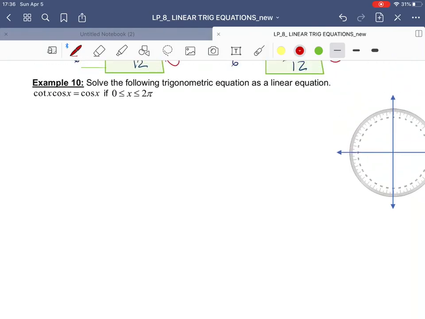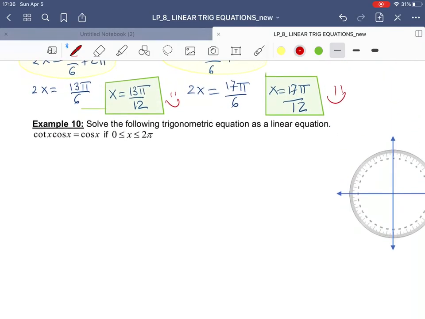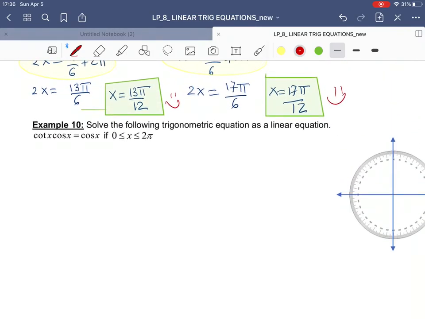All right, so moving on to the very last example for today. Okay, so cotangent x cosine x equals cosine x. That's completely different than the questions, or equations, that we have solved so far.